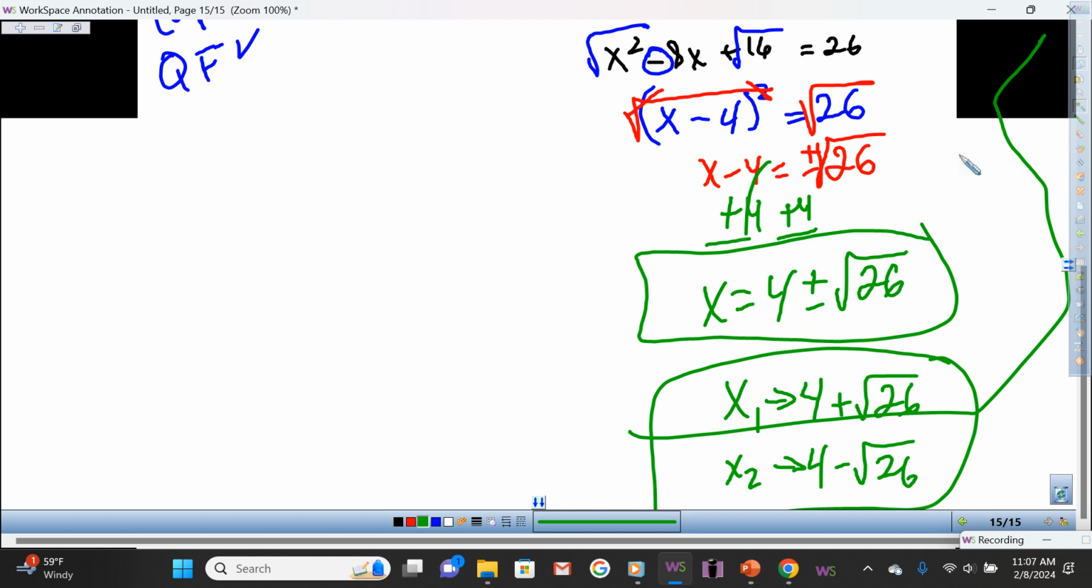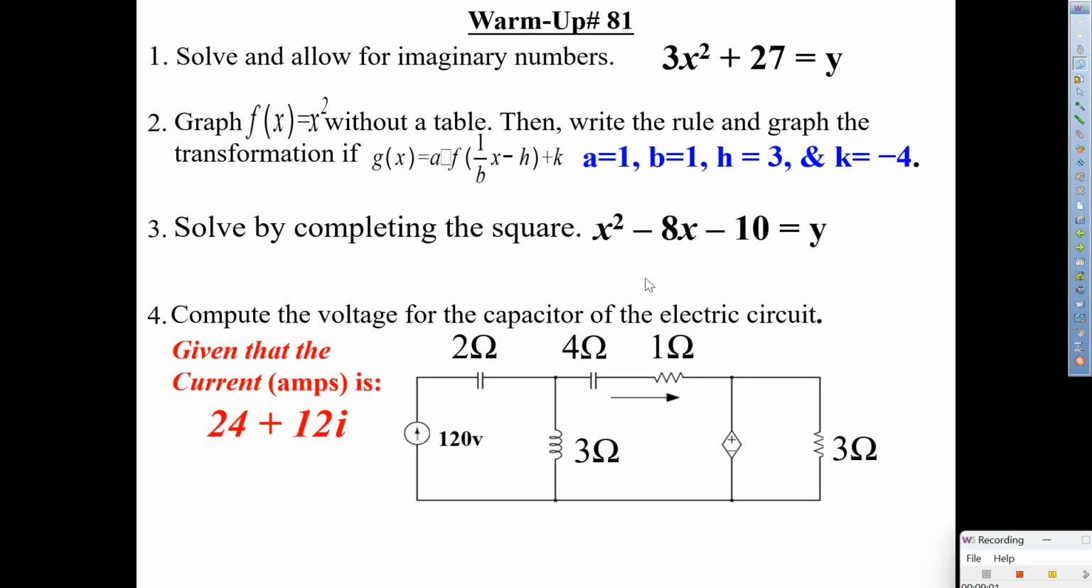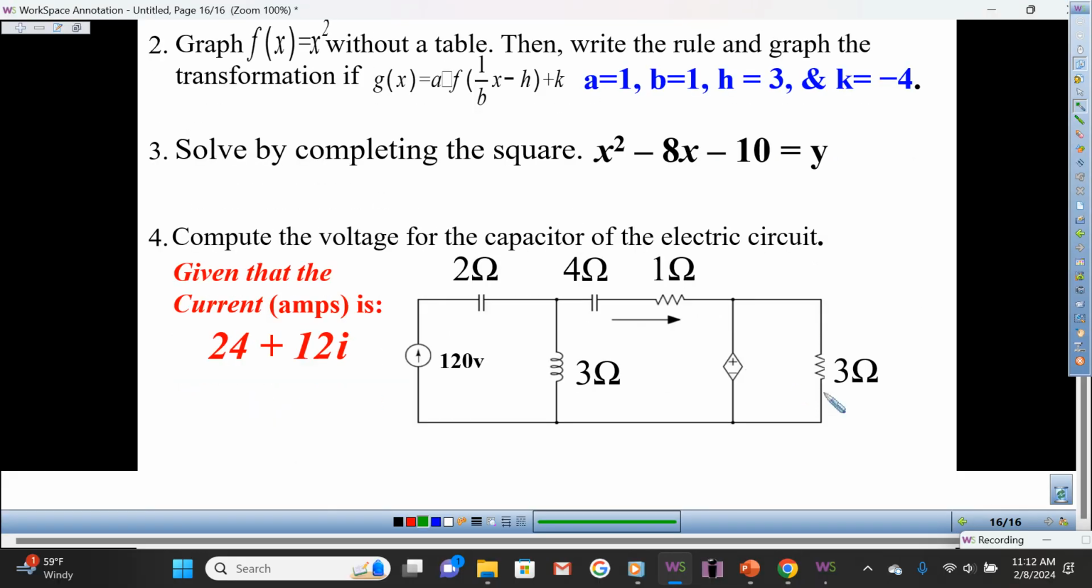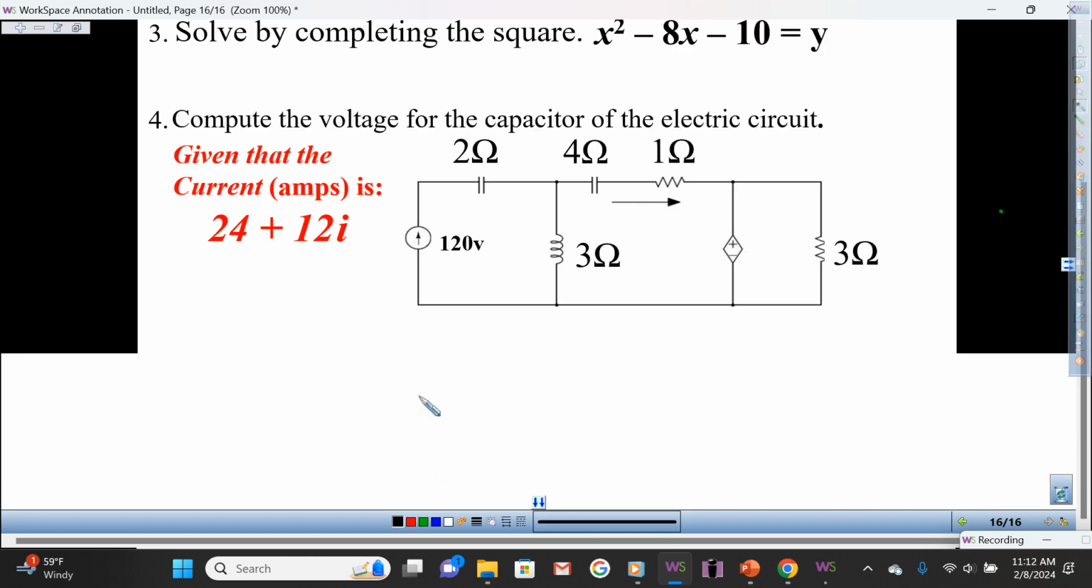So, with that said, let's go to, was that the last one? Oh no, the last one's here. Number 4. Voltage for number 4. Pass someone, Martin? Brandon Doherty, what did you get for the voltage going through the capacitor?